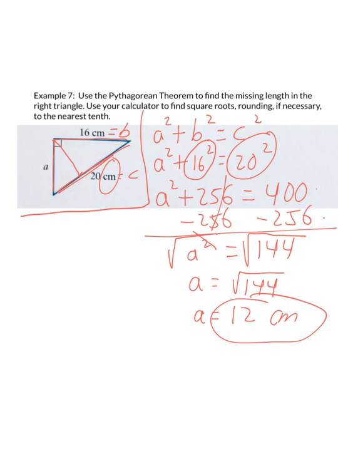Now we're not always going to get these nice whole numbers. When you do get a decimal, they do want you to round to the nearest tenth, which is 1 digit past the decimal point.